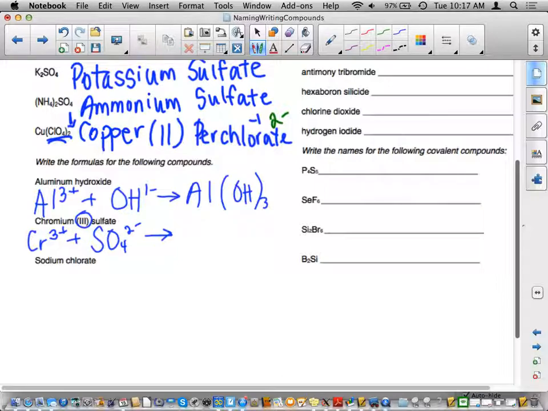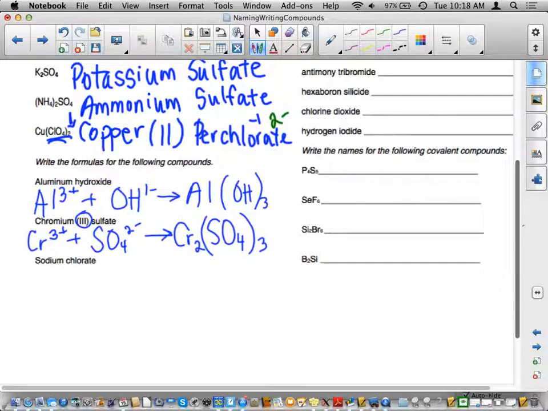To balance the charges, what do I need to do? Josh? Add a chromium and 2 sulfate. Another chromium, so I'm going to have 2. And a total of how many sulfates? 3 of them. So again, when you're having multiple of these polyatomic ions, you need to make sure that you put it in parentheses and then on the outside, put how many.